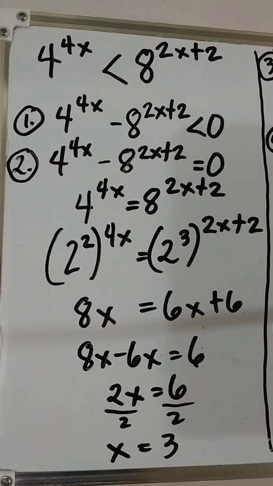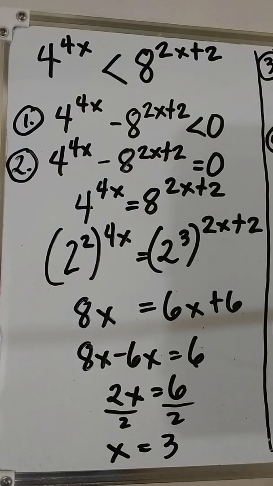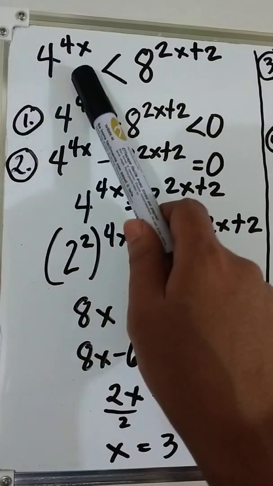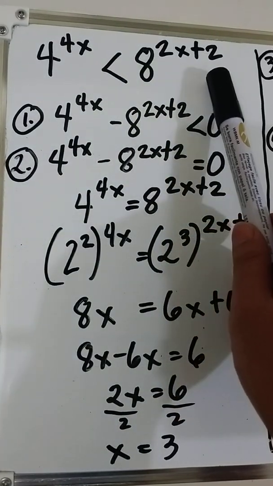Good day. So today, I'll give some examples of exponential inequality. Here we have infinitely many solutions. That's why our answer should be in interval notation. Suppose we have this example, 4 raised to 4x is less than 8 raised to 2x plus 2.